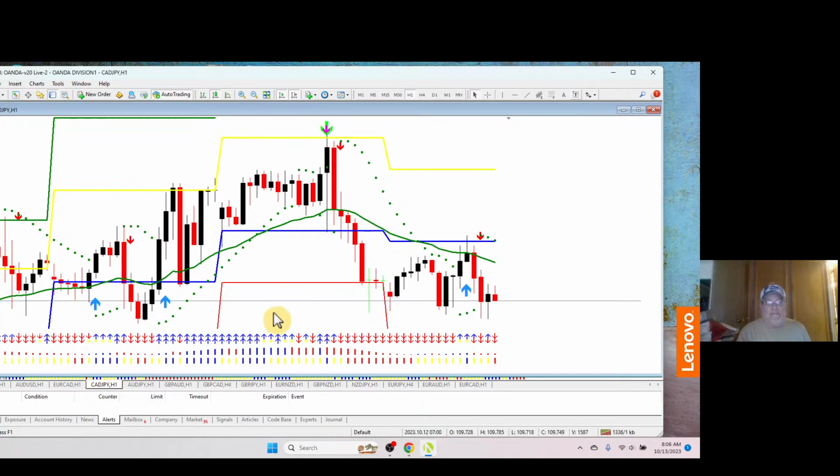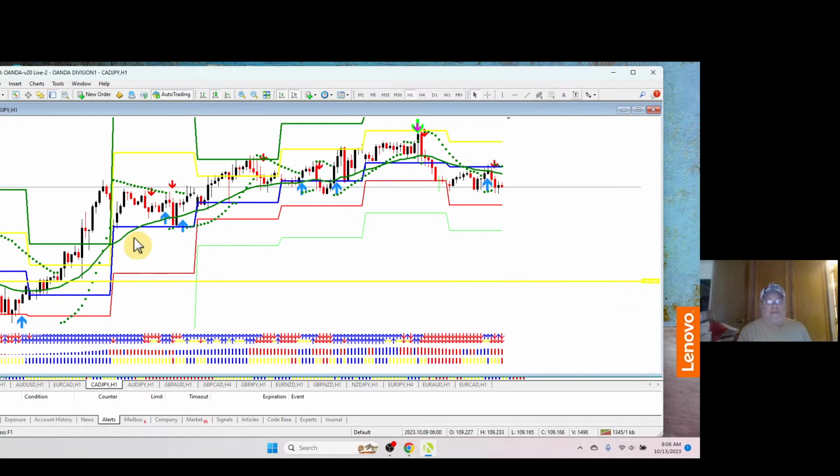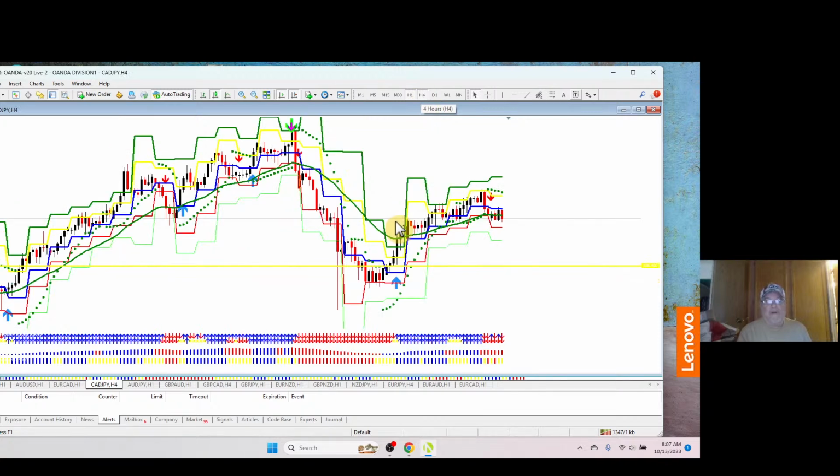CAD yen, then a 1 hour sell. Really didn't get an opportunity. It just sold straight off. So we're going to look at the bigger picture. Let's squeeze this together. There's the sell. A 4 hour. There's the big longer term 4 hour sell.